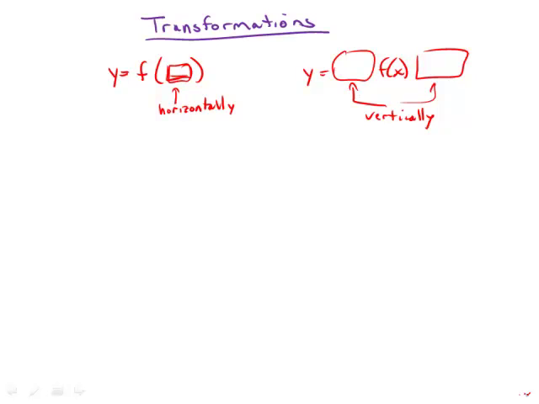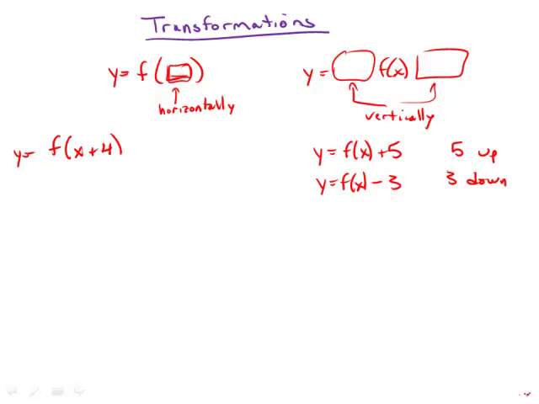So for example, if I have f of x plus 5, that moves the function, that moves the picture 5 up. And if I subtract on the outside, that moves the picture down. Whereas if I add inside, f of x plus 4, this actually moves the function 4 to the left. And if I subtract on the inside, f of x minus 3, this moves it 3 to the right.